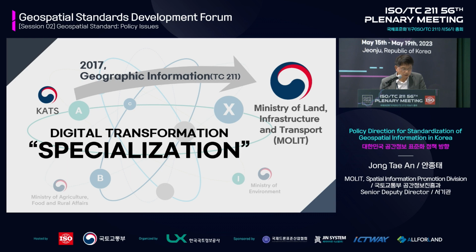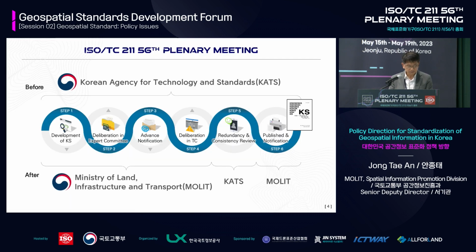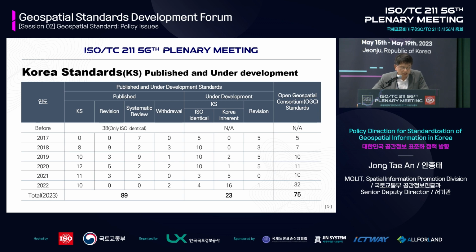In 2017, the Korea Agency for Technology and Standards, KATS, under the Ministry of Agriculture, Food and Rural Affairs of Korea, transferred this function of geographic information standards to our ministry, MOLIT. This is the process of devising standards and issuing public notices on standards. MOLIT is responsible for developing a national standard. We call it KS. And the deliberation and expert committee is the next step. And after advance notification, there is the deliberation, technical deliberation, and later on it is published and notified.